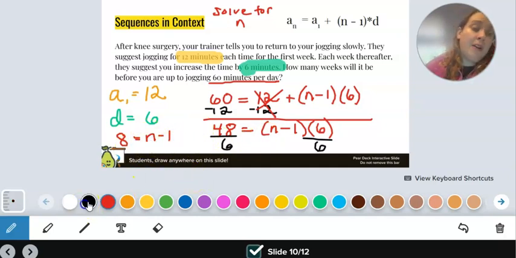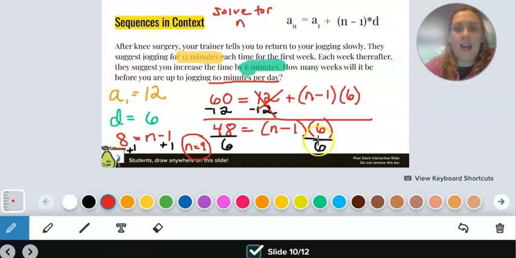And then when we add 1 to both sides, so we are solving for n completely, we get n equals 9. Squeezing that in there. So by the 9th week, you will be able to be jogging 60 minutes per day.